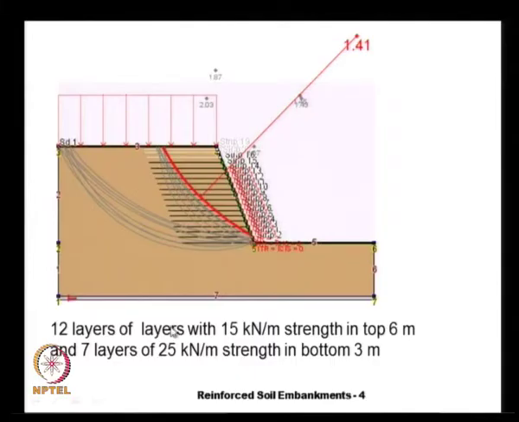1.41 is obtained with 12 layers of reinforcement having a strength of 15 kilonewtons per meter and 7 layers of 25 kilonewtons per meter strength. We could actually do some more trials and see whether we can get a similar factor of safety, but with more combinations of the reinforcement layers. That we can try later on through some computer programs.